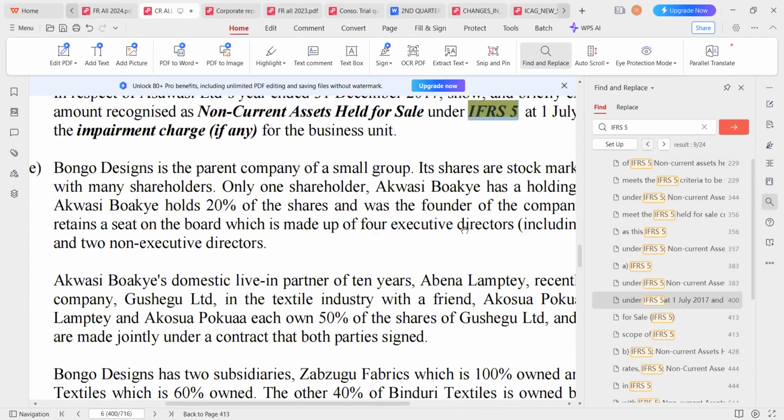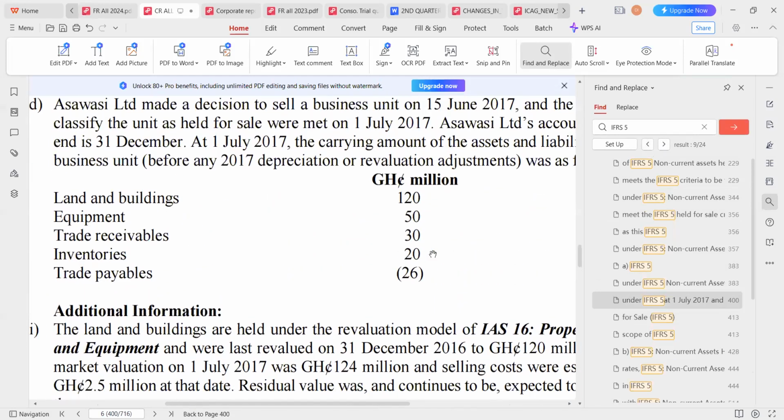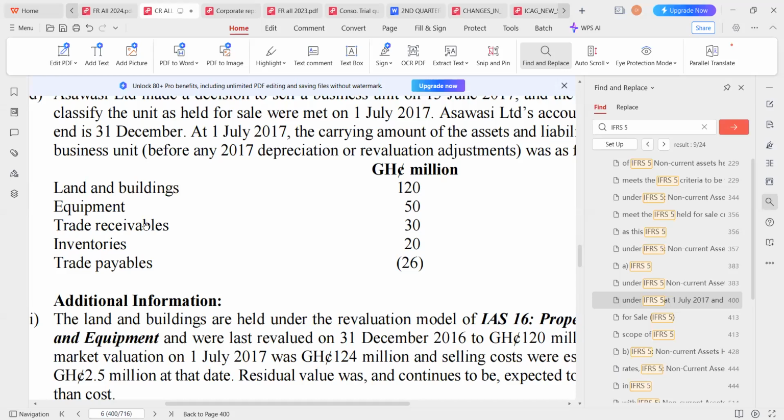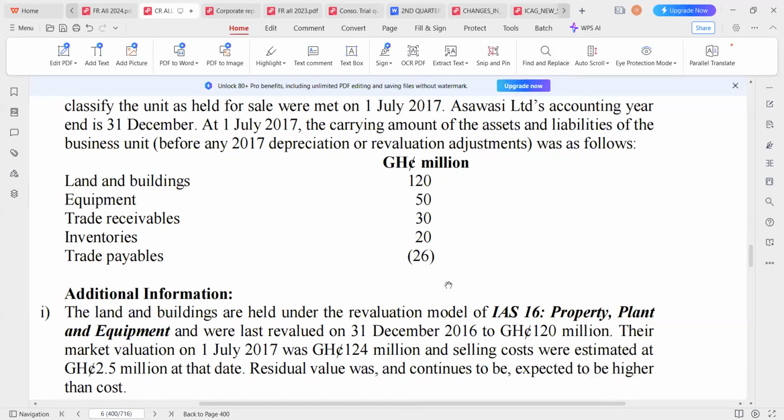Come here. This question. Let's go up. You see, there are items here, right? Have you seen inventories here? Trade receivable. Inventory. Trade receivable. Inventories are what? Trade payables.